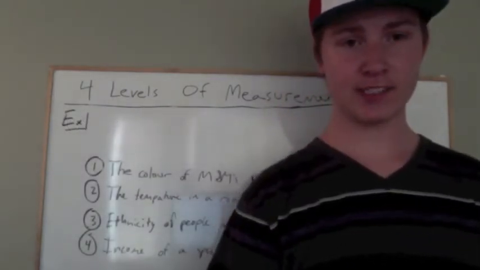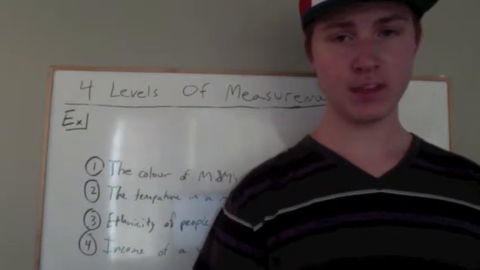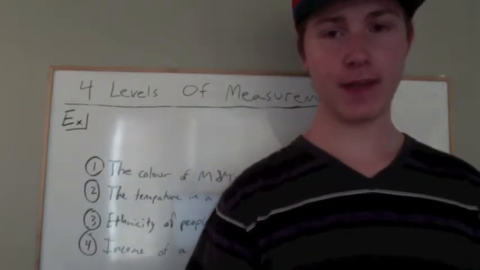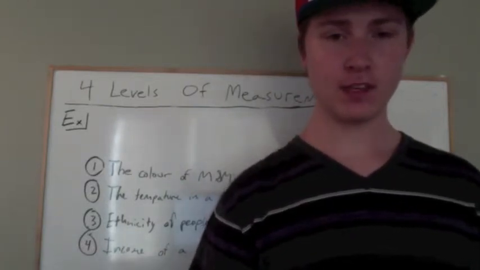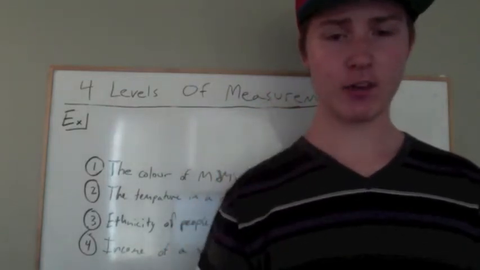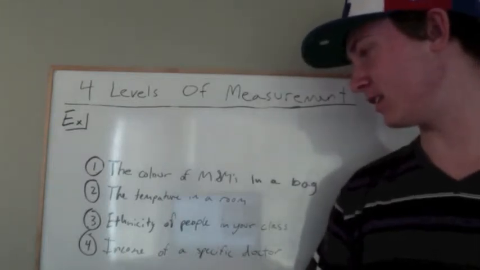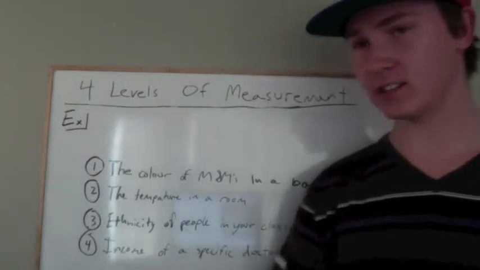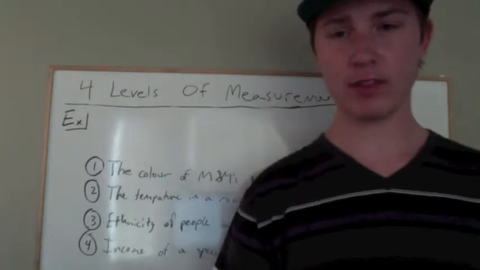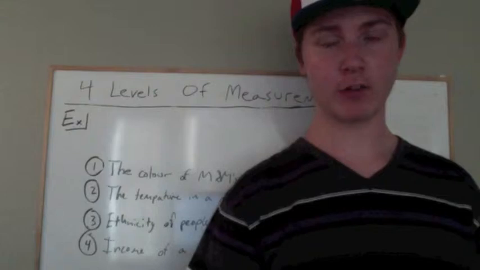Now, to help you understand, I created 4 examples, and I'll go through each one. The first one is the color of M&Ms in a bag. So you have to ask yourself the 3 questions. The first one being, is the data rankable? And by looking at it, you can see that you really can't rank the colors of M&Ms, so you know that it's nominal.